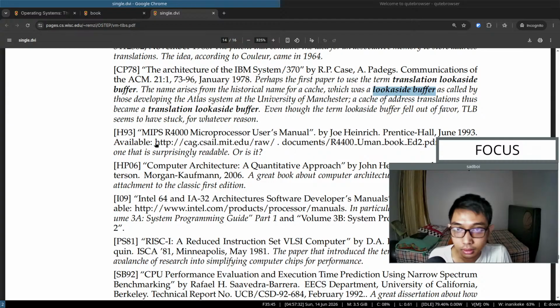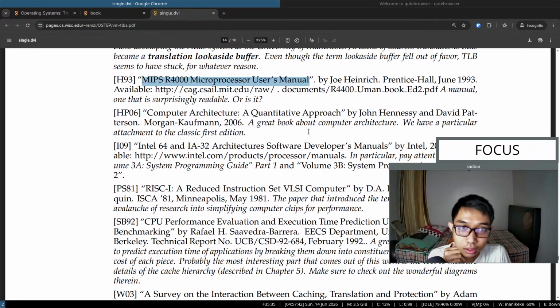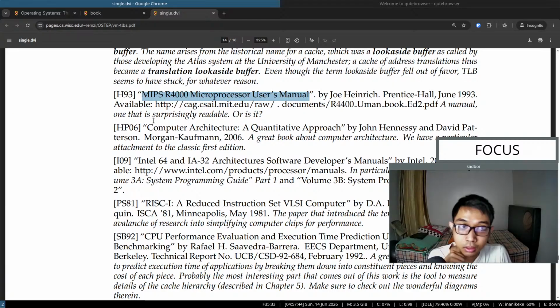Interesting. MIPS R4000 microprocessor user manual. Oh, this is the microprocessor. Okay, one that is surprisingly readable. Or is it? A manual.